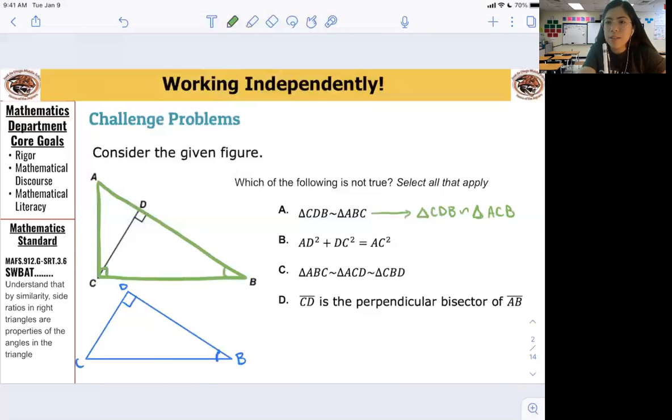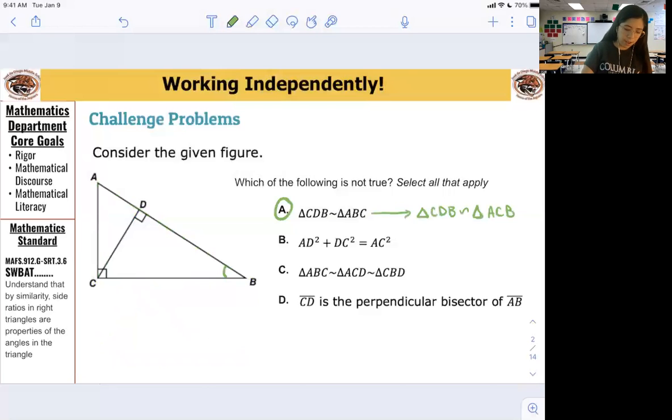Tyrone said that? I didn't see that. Oh yeah, he did. I'm sorry. I didn't notice it. Okay, so they did not write it in the correct order, so this is not true. So I am circling it because we're looking for the ones that are not true. So they are similar, just not in that order. Questions on A? Okay, B. Let's look at B.